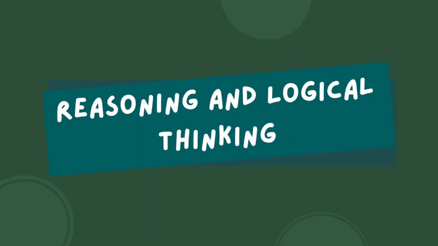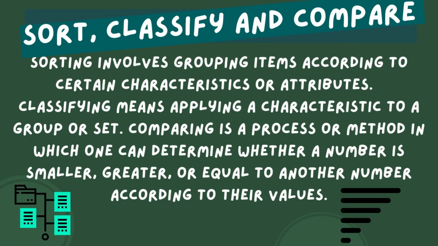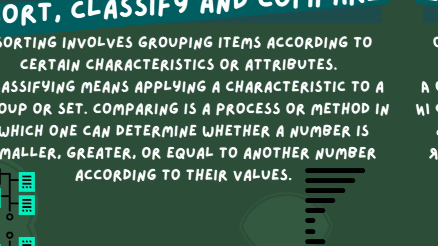Let's talk about the fourth branch of mathematics, reasoning and logical thinking. Sort, classify, and compare. Sorting involves grouping items according to certain characteristics or attributes. Classifying means applying a characteristic to a group or set. Comparing is a process or method in which one can determine whether a number is smaller, greater, or equal to another number according to their values.